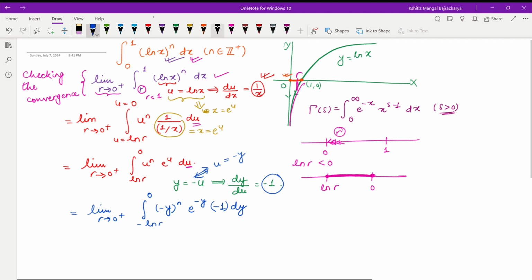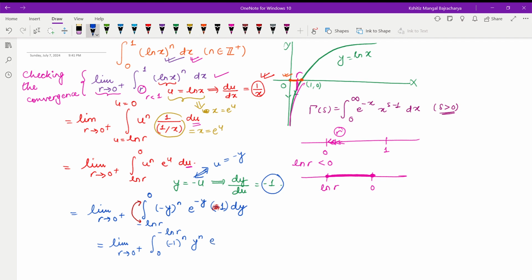Now we're going to remove this minus, and interchange the limits of integration. Alright, limit r tends to 0 from plus 0 to log r. This will give us minus 1 raised to the power n, y raised to the power n, e raised to the power minus y dy.